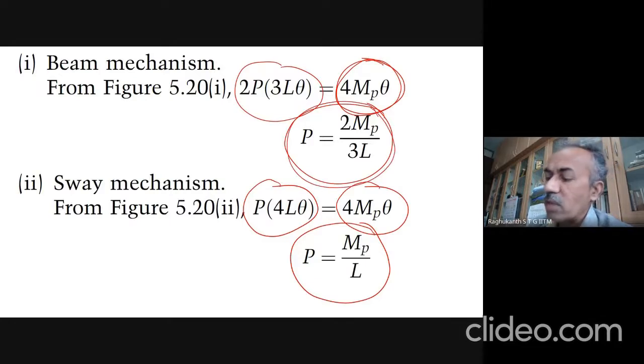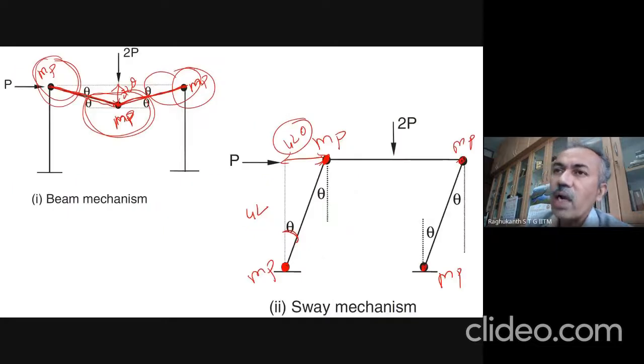Now for the sway mechanism, four hinges are required. It's like a complete collapse kind of thing. One hinge here, one hinge here, all the four supports. Now you calculate. So MP into theta, MP into theta, MP into theta, MP into theta, and the work done by the load is, so this deflection is, 4L is the length of the column.